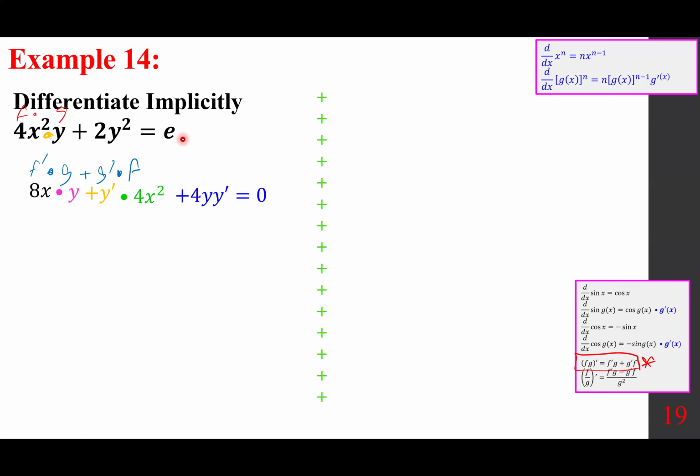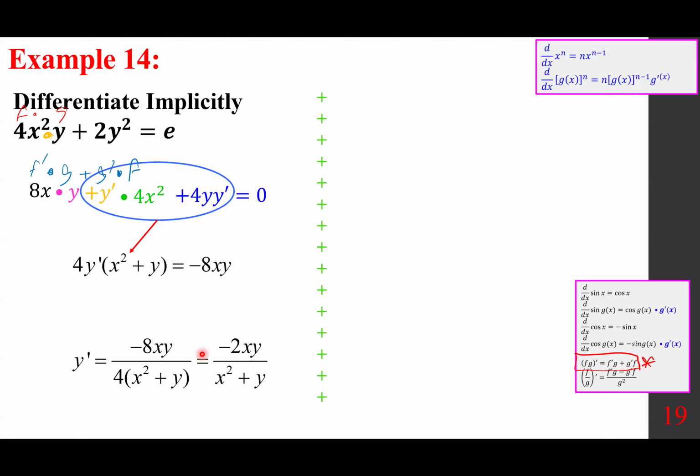Since we want to solve for y prime, we're going to keep these two together and we're going to move this one to the other side, make it negative. When we keep these two together, I can take the y prime or 4y prime out. And so divide both sides by 4 times x squared plus y. Minus 8 and 4 cancel each other. They give us -2, and we are done.